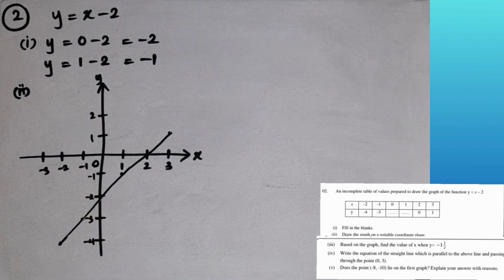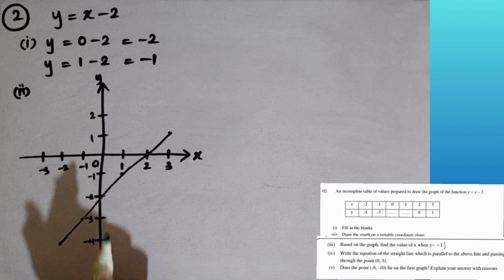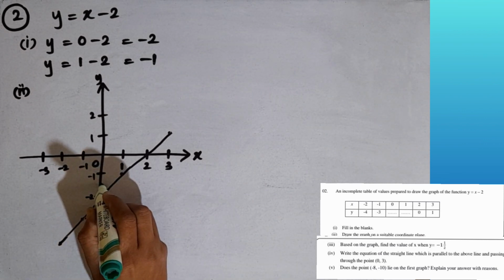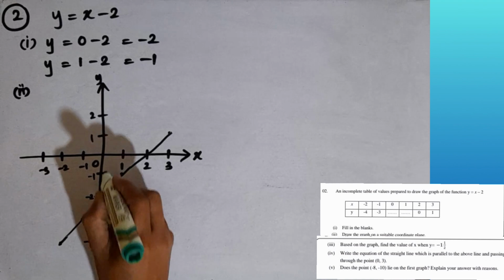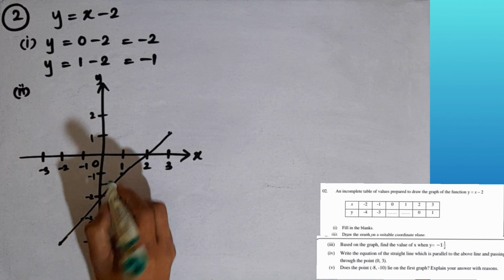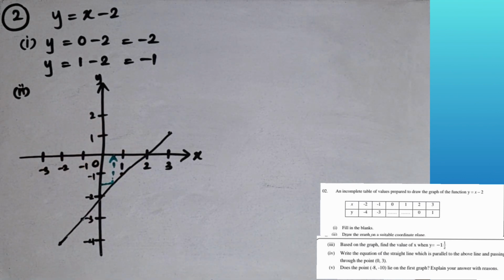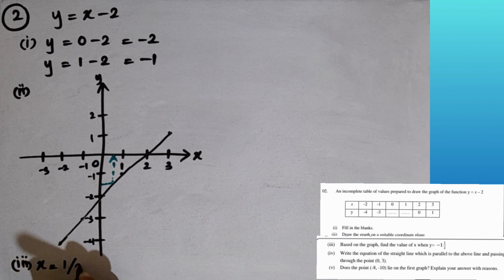Third part, based on the graph, find the value of x when y equals minus 1 and half. When the graph gets the value minus 1 and half, it is here. I can draw a dotted line like this. Then I have to draw another dotted line till it meets the x-axis. Then here the value should be half. So for question number 3, the value x equals half.